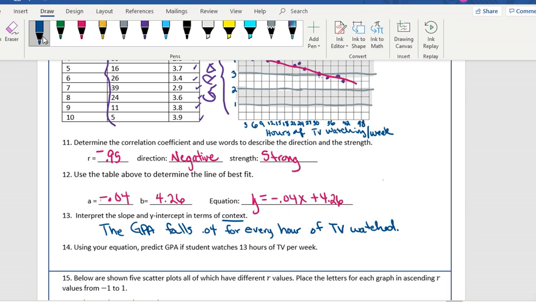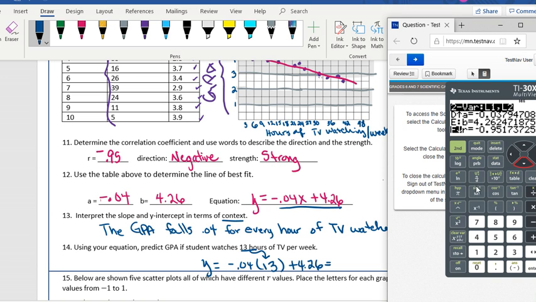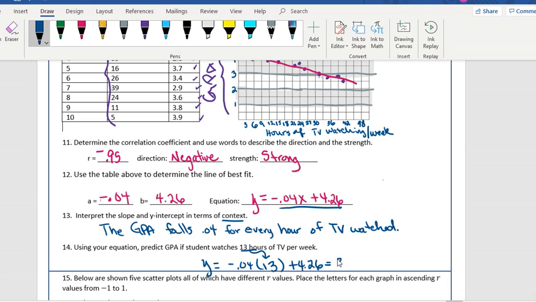Using your equation, predict the GPA if the student watches 13 hours a week. So we're just going to take the equation y equals negative 0.04 times x plus 4.26. What goes in here? The 13 hours. It becomes our x. I totally stole this equation right here. All right, so now I'm going to put this in the calculator. So I go to my handy dandy calculator, clear all this out. Look at there, I did it without a problem. Negative 0.04 times 13 plus 4.26, enter. There we go, 3.74.